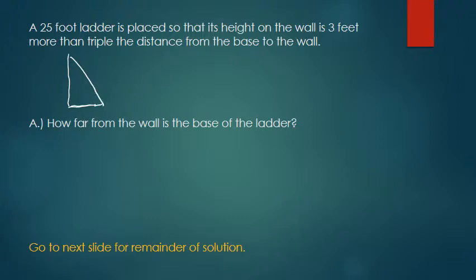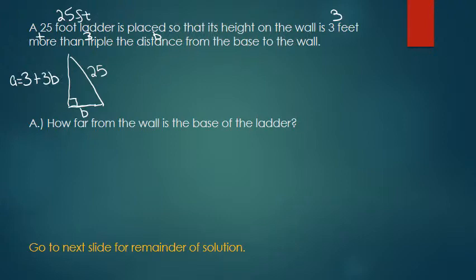Whenever I have a ladder leaning against the wall, it's a 90-degree triangle. So here I'm going to label the information I have. So 25-foot ladder, so that is this side, is placed so that its height on the wall, I'm going to call that A, and you'll see why I'm using A in a moment. So the height on the wall is 3 feet more than triple the distance from the base to the wall. So this is my base, and A is 3 plus 3b.